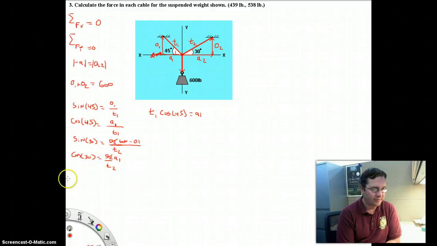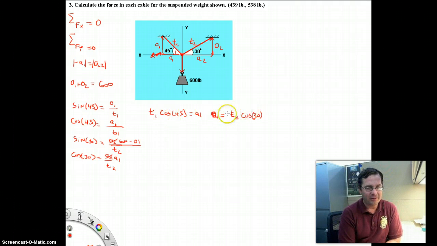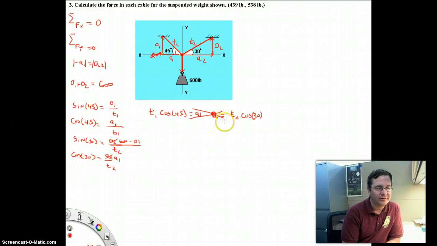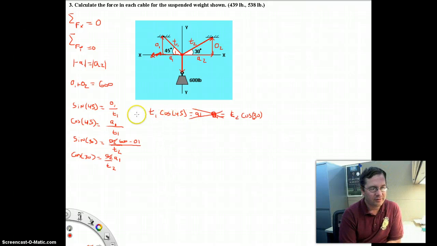And if I come down here and look at this one, A1 equals T2 times the cosine of 30. Well, if A1 is equal to both of these expressions, as we've shown here, let's just cut out the middleman and set these two expressions equal to each other. So now you have T1 times the cosine of 45 equals T2 times the cosine of 30. Well, let's see how T2 relates to T1.